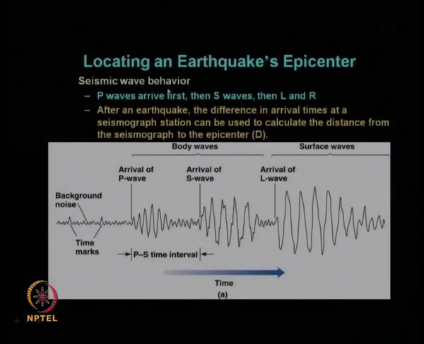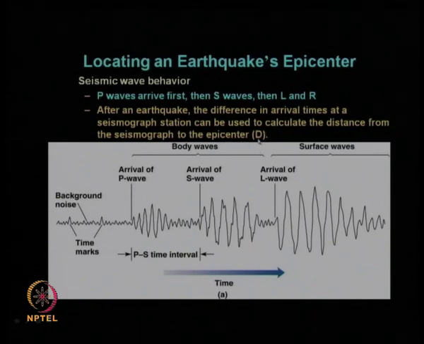Seismic wave behavior we have already seen in the seismograph. First, the P wave will arrive because of its highest crustal velocity. Next, the S wave will arrive, followed by the surface waves, that is Love wave and Rayleigh wave, L and R. So, after an earthquake, the difference in arrival times at a seismograph station can be used to calculate the distance from the seismograph station to the earthquake epicenter.